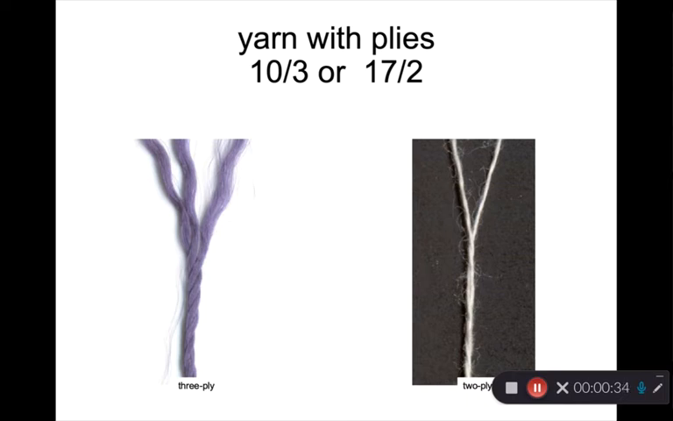Yarns are written as fractions, and so when we say something like a 10-3 yarn, the top number means its size, the size of the yarn, and the second number is the number of plies. So on the left, we'd have a thicker yarn at a 10 denier with 3 plies, and on the right you have a thinner yarn, which works indirectly for spun yarns that we see in this example at a 17-2.